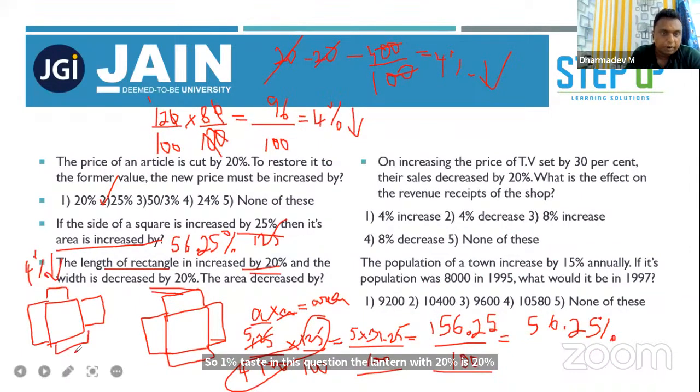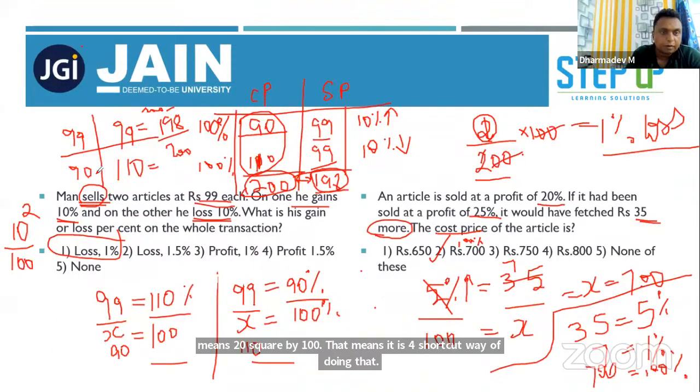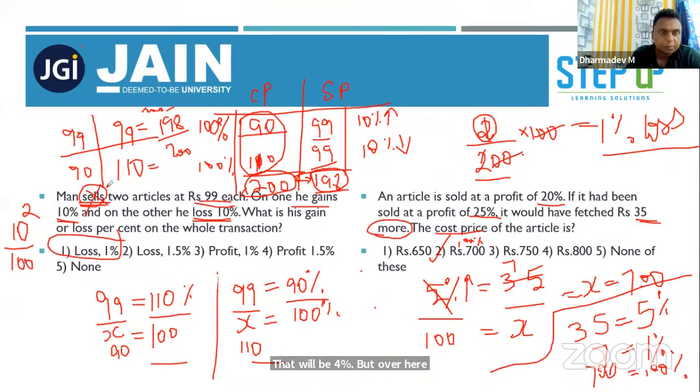In this question, the length and width 20%, increase and decrease. That means 20 square by 100. That means it is 4. Shortcut way of doing it. That will be 4%. But over here, in spite of selling price, if it is given cost price, then this will not work. That will be no changes, none. If the cost price is the same and one is sold with profit and one with loss, then there is no profit, no loss. When selling price is the same amount, where one is with profit and the other with loss, then overall it is a loss.